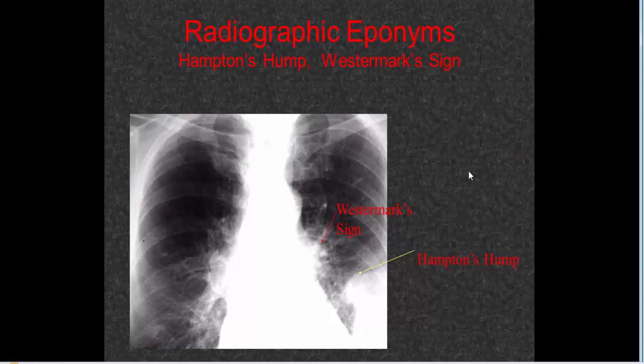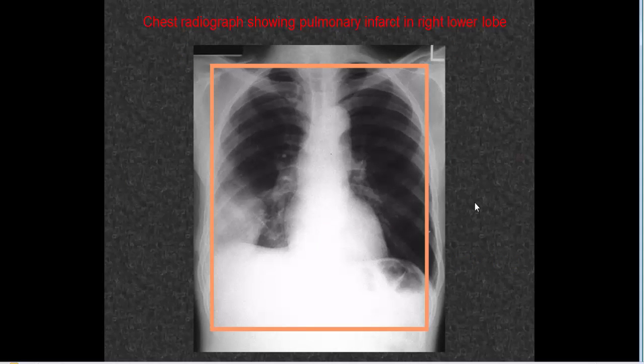Radiographic signs: Hampton's hump and watermark sign. Hampton's hump is a pleural-based wedge-shaped consolidation shadow based on the pleura. Watermark sign: as we see, linear markings are present as a result of a small embolus in the middle segmental vessels. The chest radiograph shows a pulmonary infarct in the right lower lobe, with wedge-shaped consolidations, chronic pulmonary infarctions.